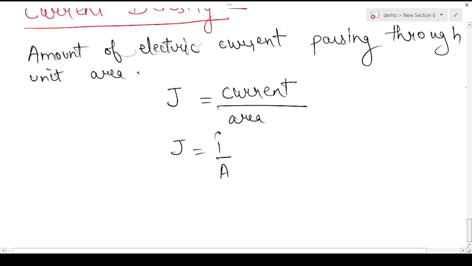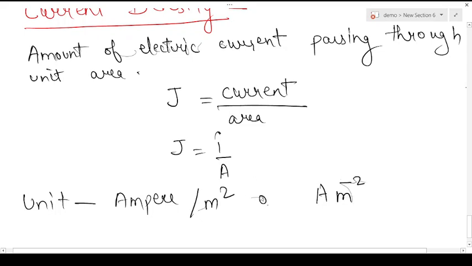And now we can find the unit of current density. What will be the unit of current density? We have to use the units of current and area. The unit of current is ampere, area is meter square, so its unit will be ampere per meter square. The abbreviated form can be represented as this. This is the current density.